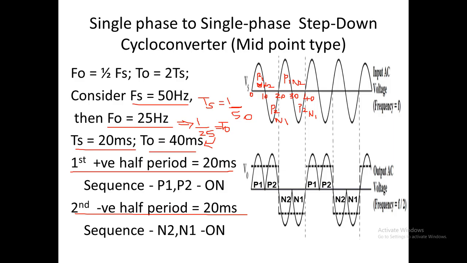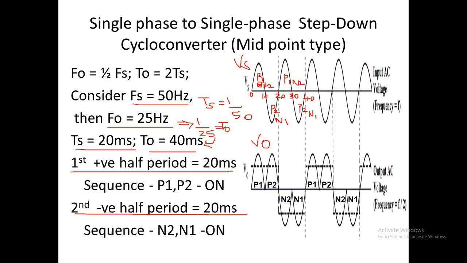So to obtain the positive half cycle from 0 to 20 milliseconds, we have to trigger the positive group. For the first half cycle at 0 to 10 milliseconds, we have to trigger P1, and for 10 to 20 milliseconds we also have to obtain the positive half cycle, so we again trigger the positive group, that is P2. Next, for obtaining the negative half cycle in the output voltage. So this will be your output voltage, and this will be your supply voltage.